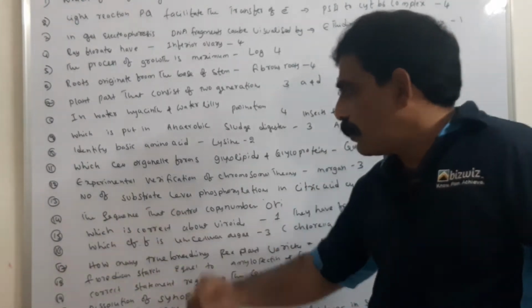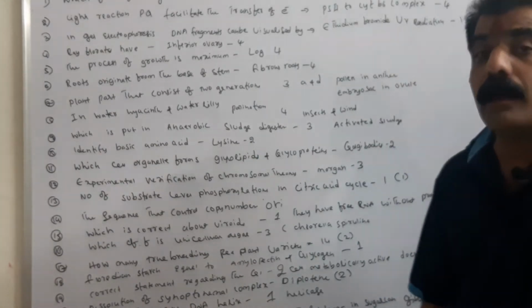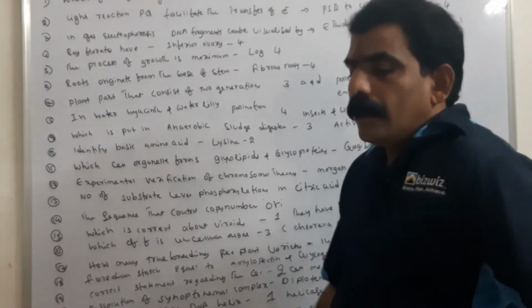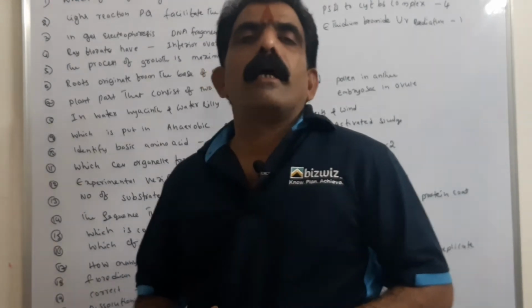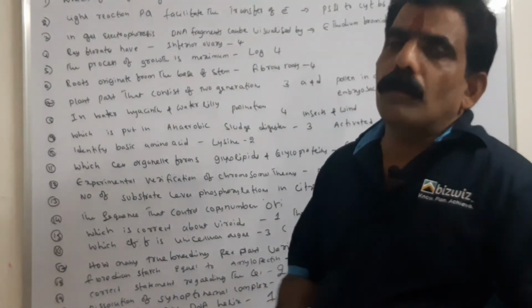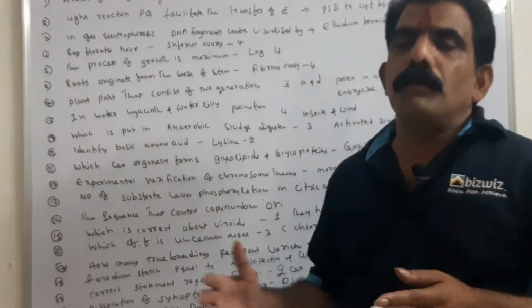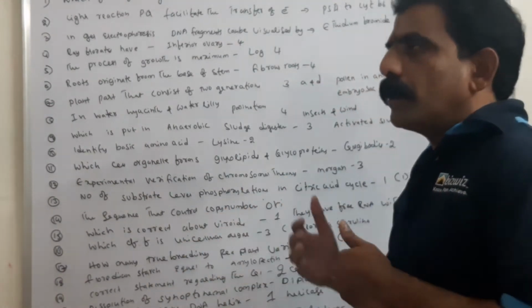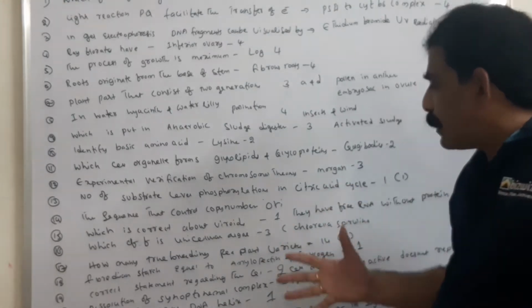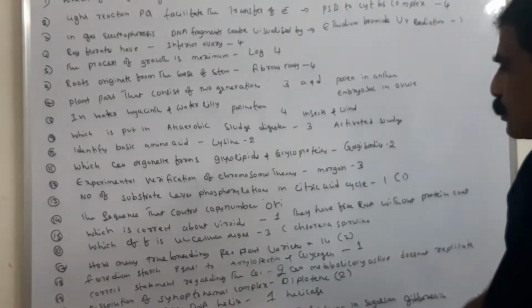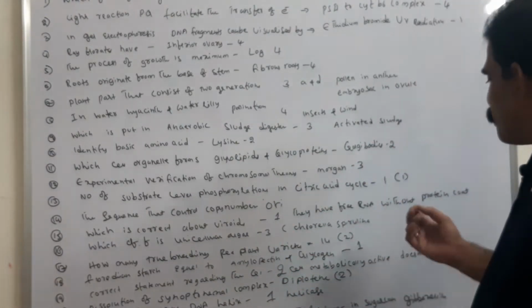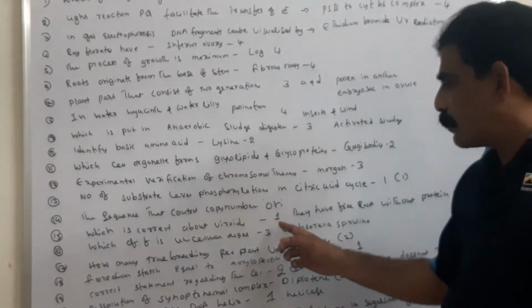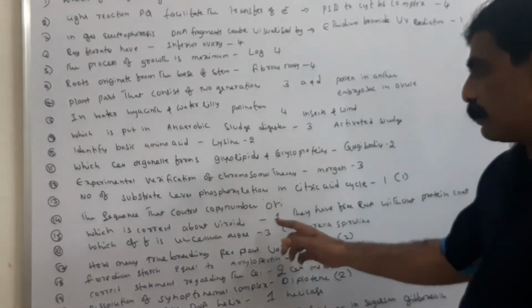And coming to the next question, which is correct about viroids? A viroid is an infectious agent that has only free RNA without a protein coat. Different options are given, like DNA without protein coat, or protein coat without nucleic acid, or RNA without protein coat. Here the right answer is that the viroid consists of free RNA without protein coat, and the correct option is 1.